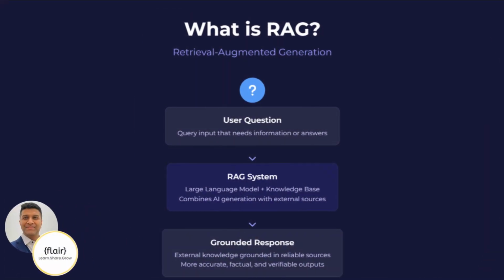So, what is RAG? Think of it as giving an LLM an external, continuously updated knowledge base. Instead of relying solely on outdated training data, the model retrieves up-to-date information and uses it to ground its answer. It becomes an open book system rather than a closed one.